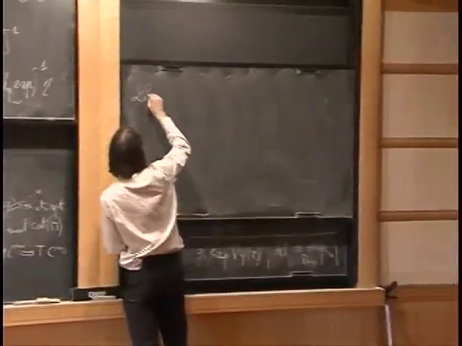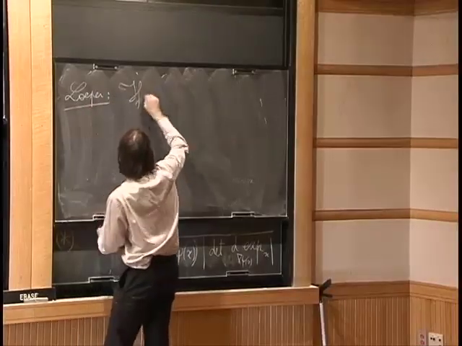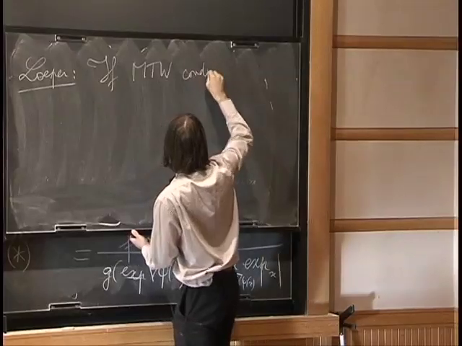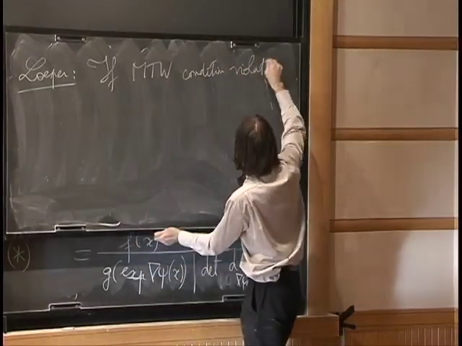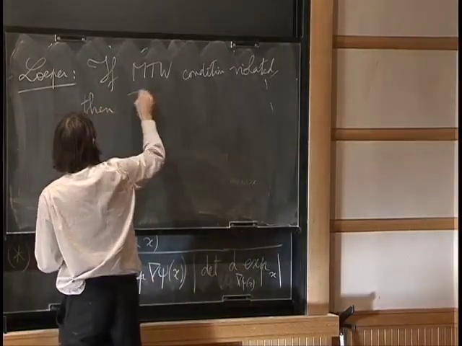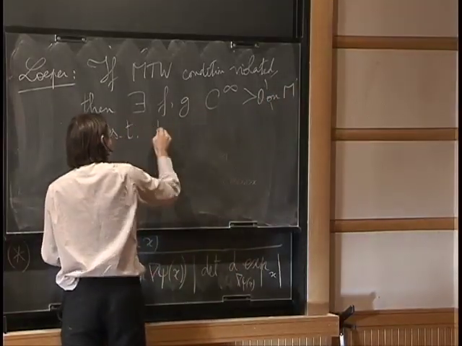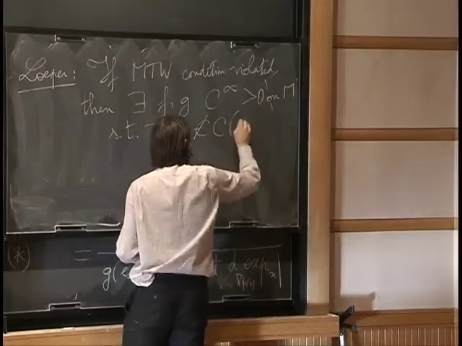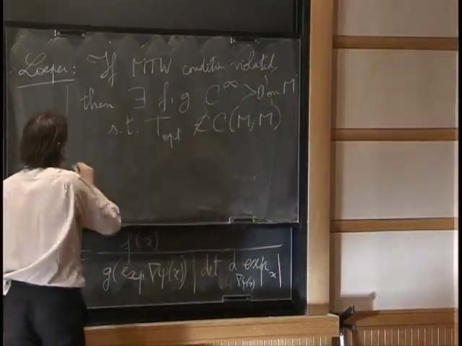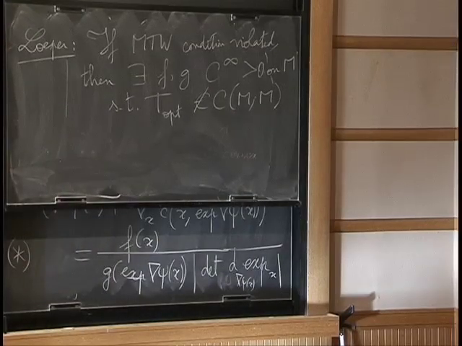There's a result by Loeper saying if the Ma–Trudinger–Wang condition is violated, then again there exist f and g, C-infinity, positive, such that the optimal transport is discontinuous. You find a complete proof in my book of this theorem. And then you see assumption 3 is kind of optimal. The only thing is whether replacing strict by non-strict, it's all on this borderline value.